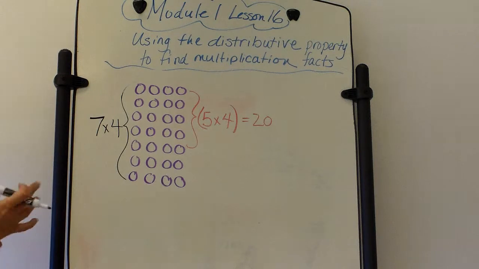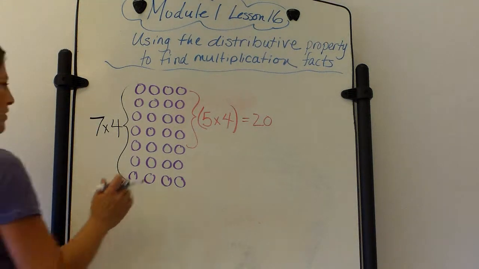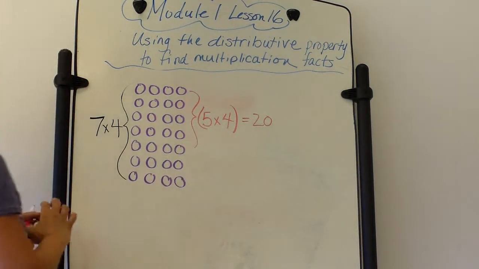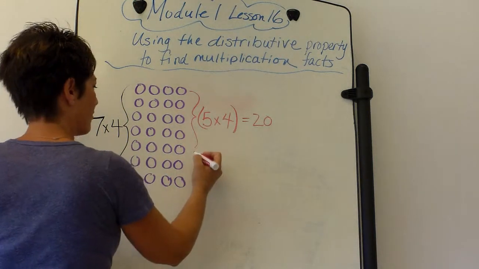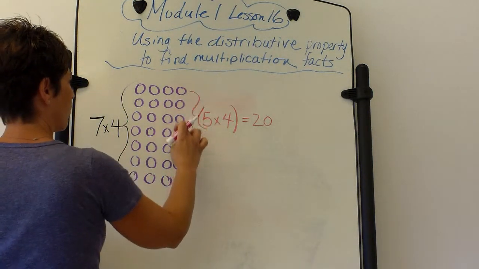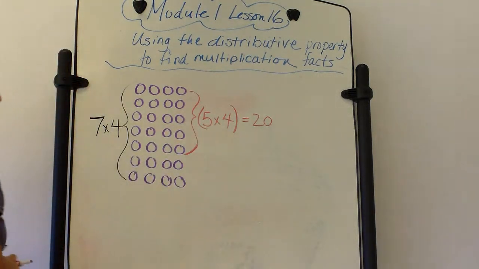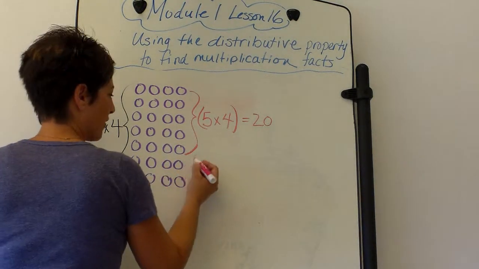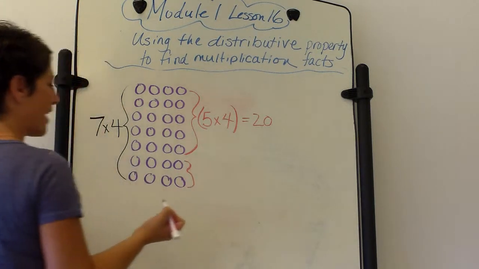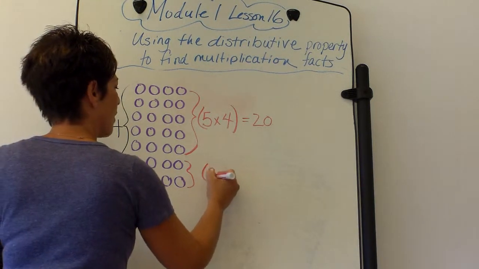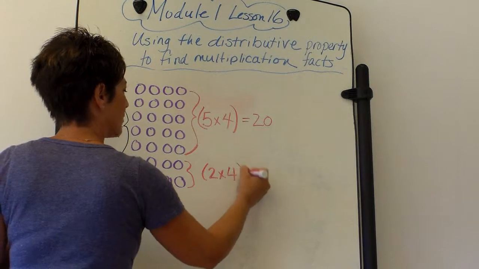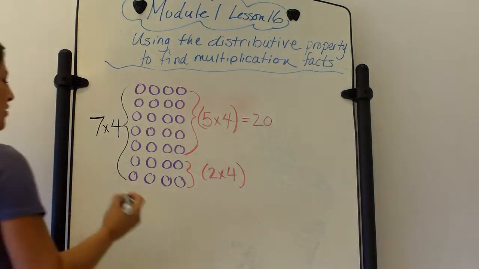I'm going to use the distributive property to break it into some smaller parts. I want to work with the number 5 because 5 is easy. So we have 1, 2, 3, 4, 5. 5 rows of 4. And then my chunk that's left over is now 2 rows of 4, 2 times 4.